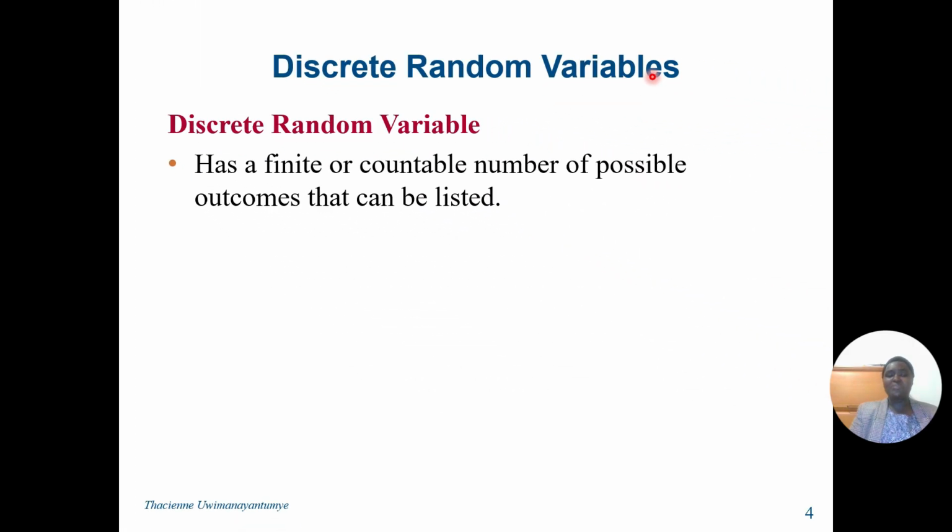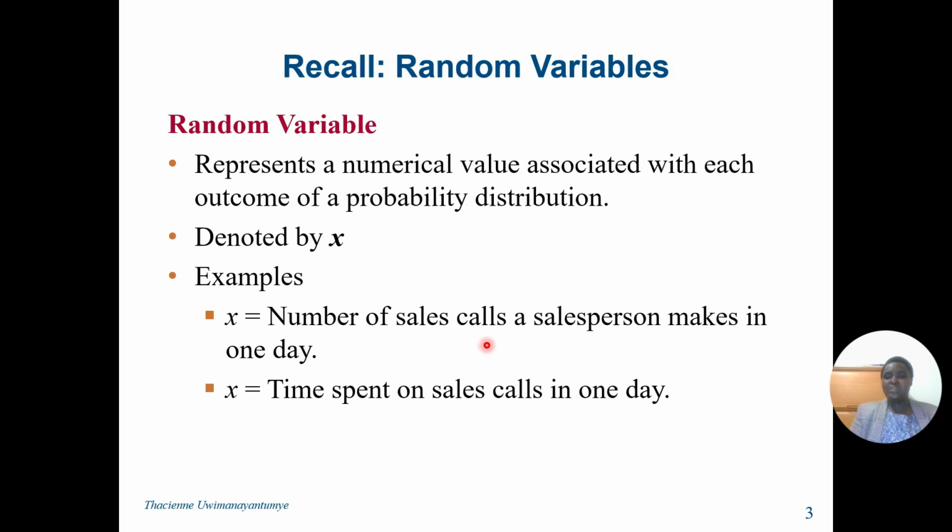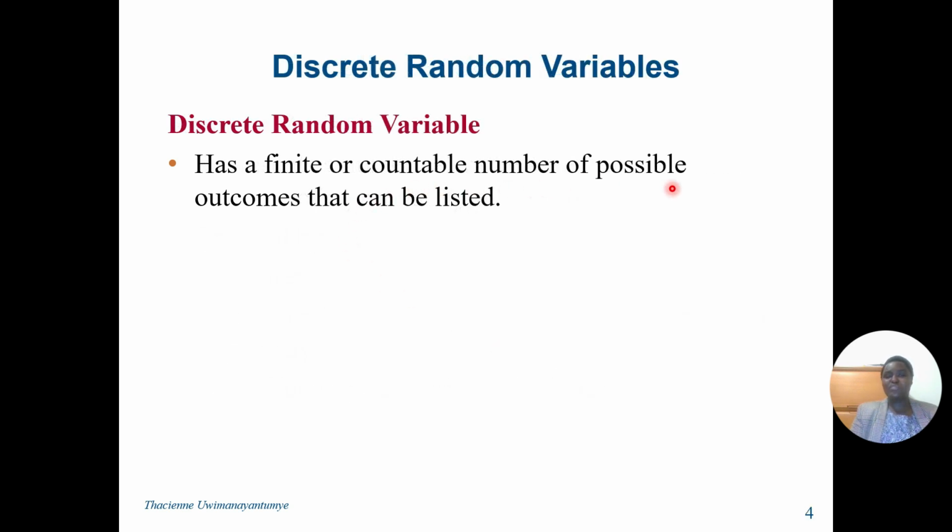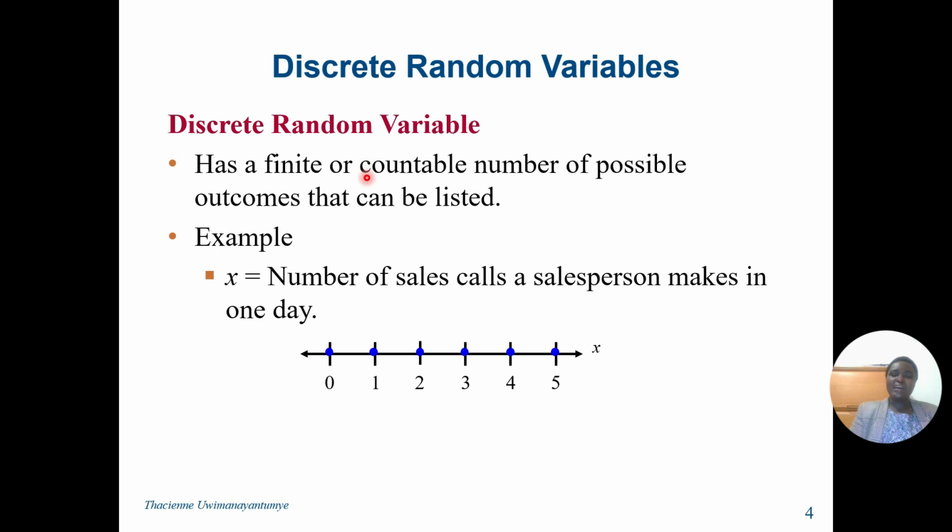And what is a discrete random variable? First, a discrete random variable has a finite or countable number of possible outcomes that can be listed. Like in the previous example, the number of sales calls, you can count them. You may say, I made 3 calls. I made 10 calls. So a variable like that, which has a finite or countable number of possible outcomes that can be listed, is a discrete random variable. You can count the number of calls: I made 0 calls, 1 call, 2 calls, 3 calls, 4 calls, or 5 calls. So this is a discrete random variable.